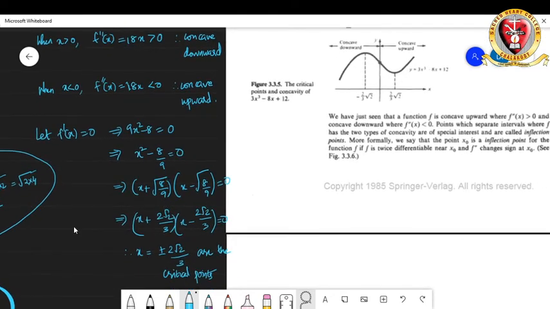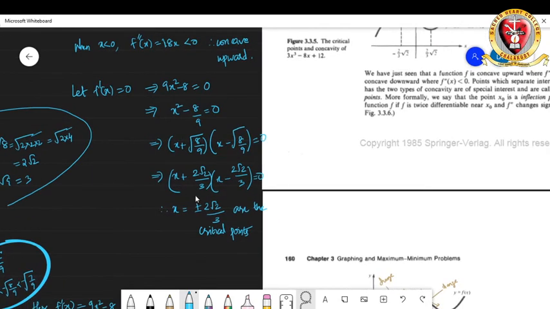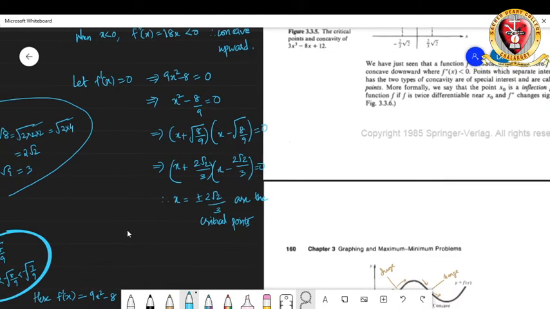Root of 8 is equal to root of 2 into 2 into 2, which is equal to root 2 into 4, which is equal to 2 root 2, because root of 4 is 2, and similarly root of 9 is 3. So you can simplify root of 8 by 9 as 2 root 2 by 3. So in the end, what you get as critical points are plus or minus 2 root 2 by 3.